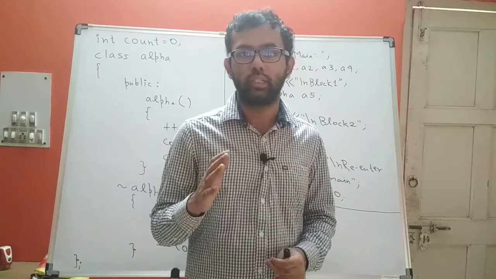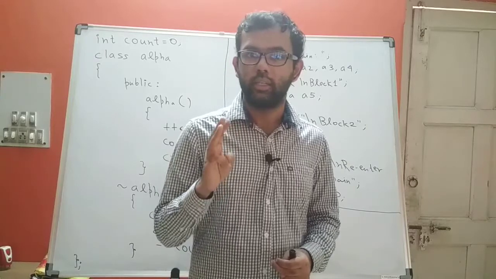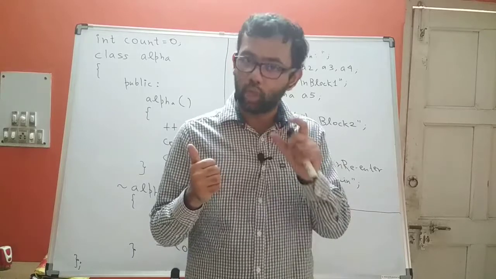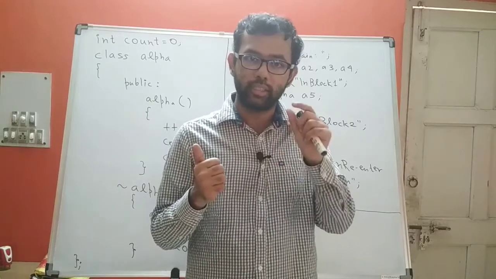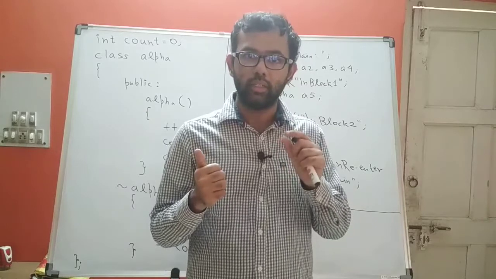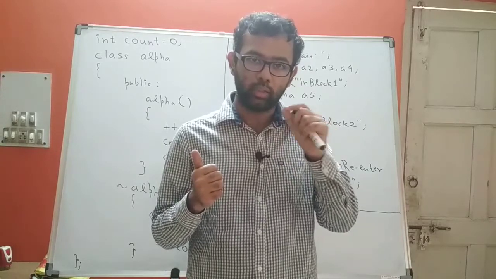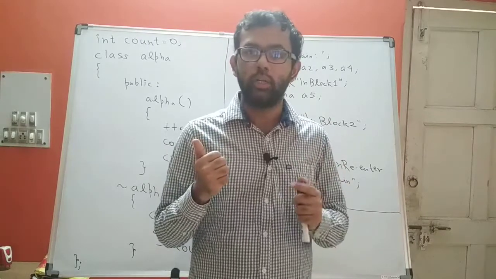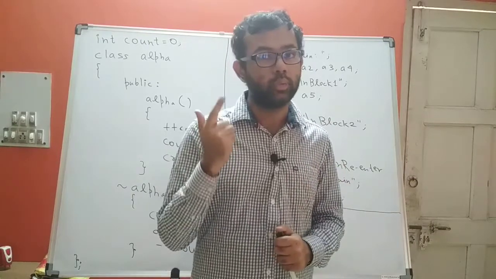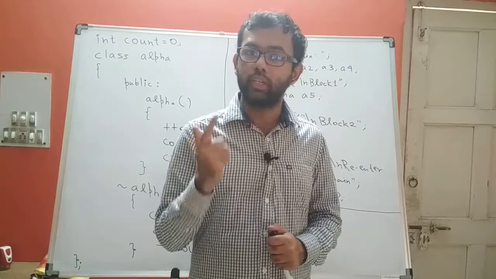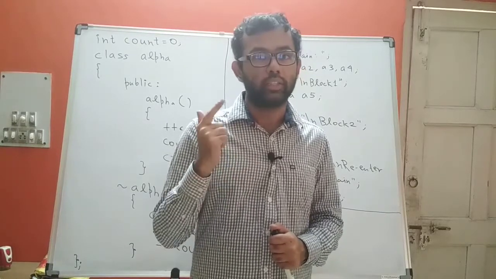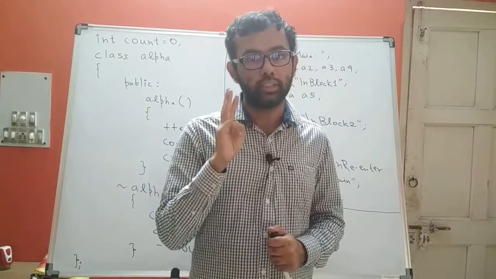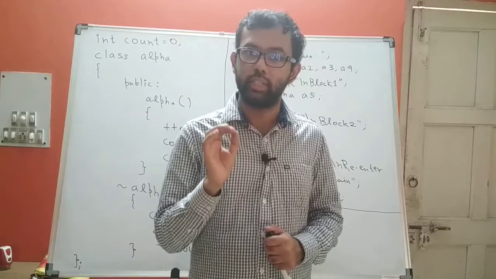Now, destructors will be invoked in three cases. Number one, if the control exits a block of code. A block of code is anything that is delimited by braces, right? An opening brace and a closing brace defines a block. So, if the control exits a block, the destructor will be invoked. The destructor will also be invoked if the control exits a function, and the destructor will also be invoked if the program comes to an end. So these are the three cases in which a destructor is invoked.